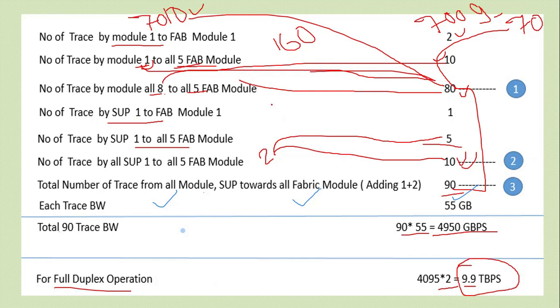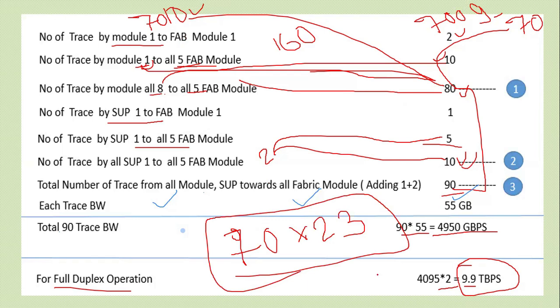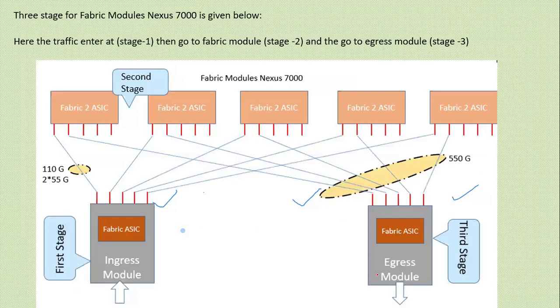If I have the 7004, I have only 2 line cards, and in the 7009 we have the 7 line cards. 7 means 70. If we have fabric 1, then I have to multiply with the 23, and then you can tell them, okay, this is the throughput we can get from the Nexus. I believe you are aware, right? Yeah, I got it.